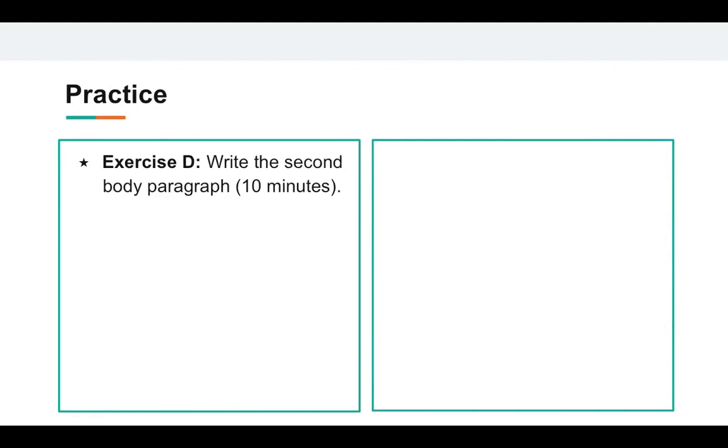For exercise D, pause the video for 10 minutes again and write the second body paragraph. Remember, you will write about the disadvantages in the second body paragraph. Now pause the video.